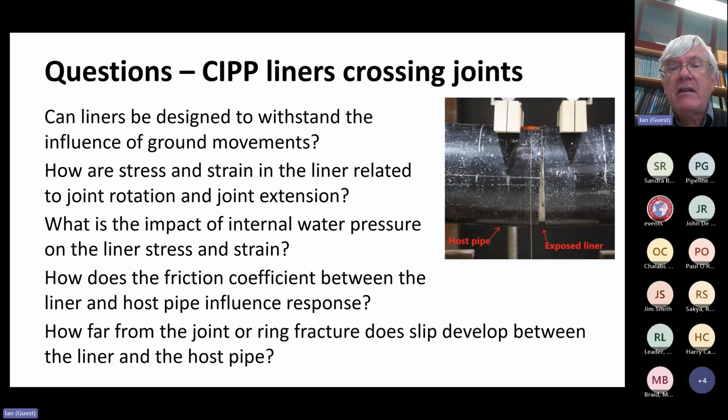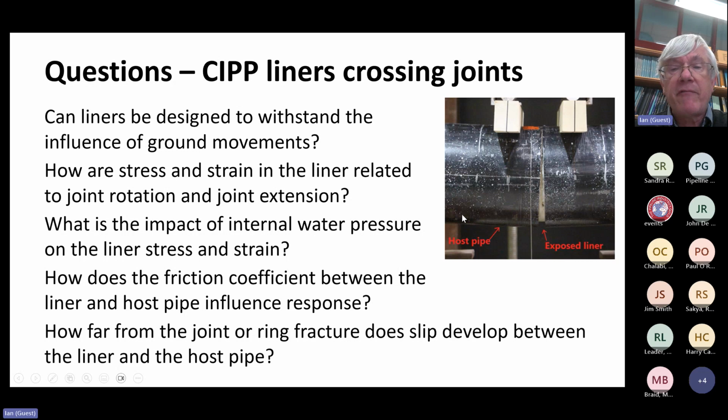How are stress and strain in the liner related to the rotation of the joint and the axial extension that you can develop at that joint? How does internal water pressure affect the liner stress and strain? And is the friction coefficient between the liner and the host pipe controlling the response? And also, one thing we may be interested in is understanding how far away from that joint does slip develop between the liner and the host pipe.